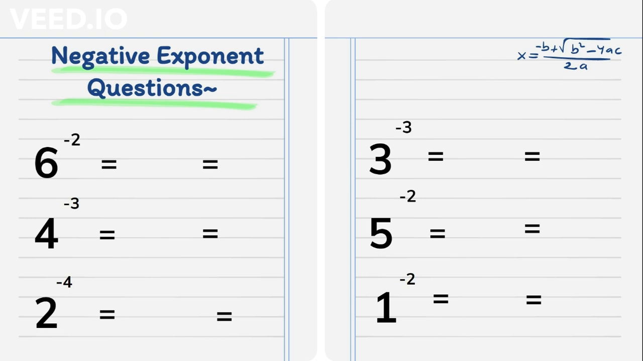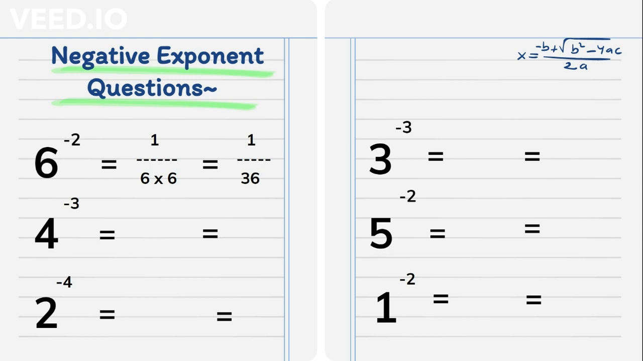6 to the negative second power, that equals 1 over 6 times 6. And that just equals 1 over 36. You have to simplify the fraction. You can't just leave it like 1 over 6 times 6. That's just the process of how you're solving 6 to the negative second power.